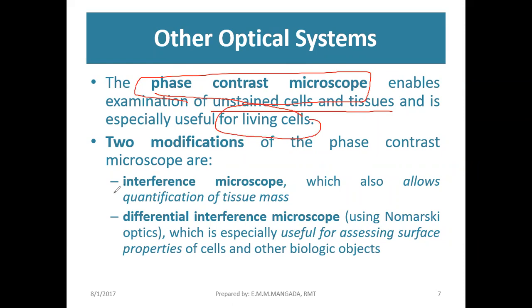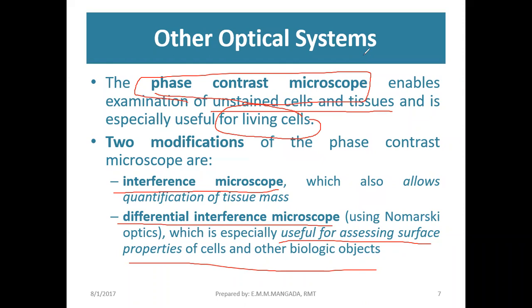Okay, so we have two modifications of the phase contrast microscope. We have what we call your interference microscope, and the differential interference microscope. So guys, your interference microscope allows quantification of tissue mass, while your differential interference contrast microscope is useful for assessing surface properties of cells and other biological objects.